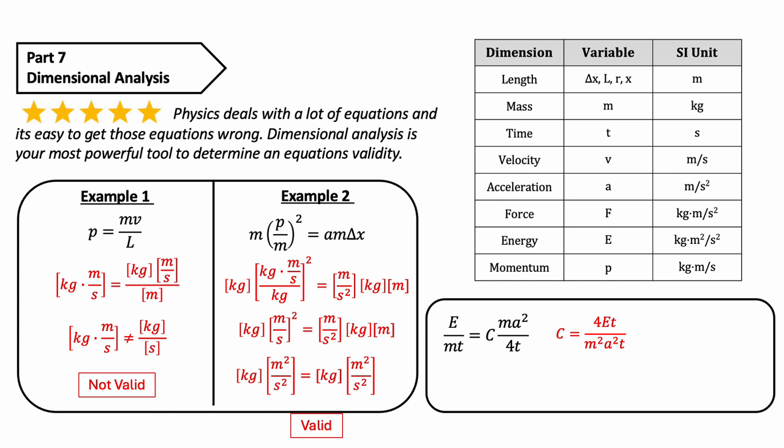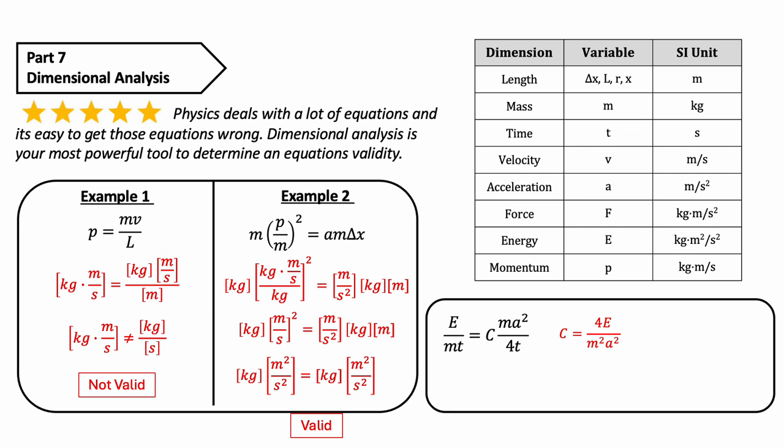And then, can we simplify this at all? If we can, simplify it. If you notice, we have a t in the numerator and a t in the denominator. So let's just get rid of those t's. They cancel out, leaving us with our final equation solved for C, 4e over m squared a squared.